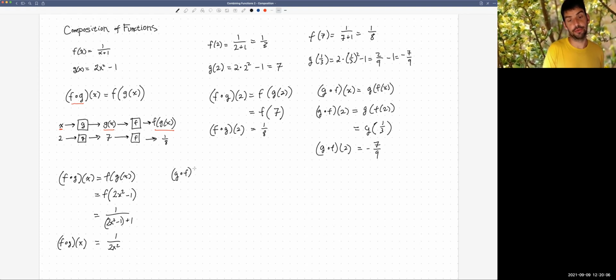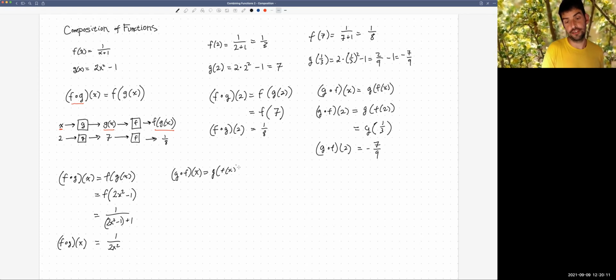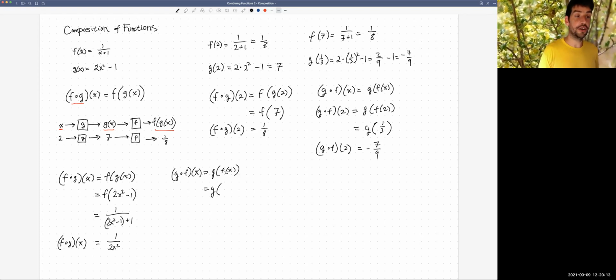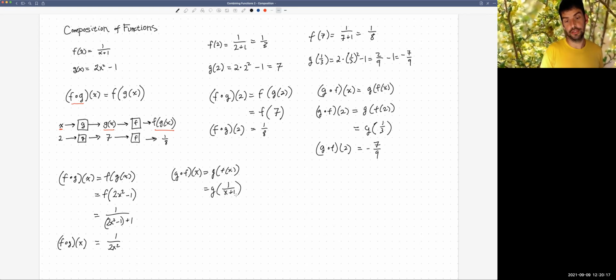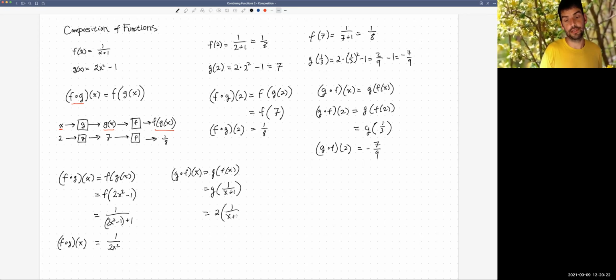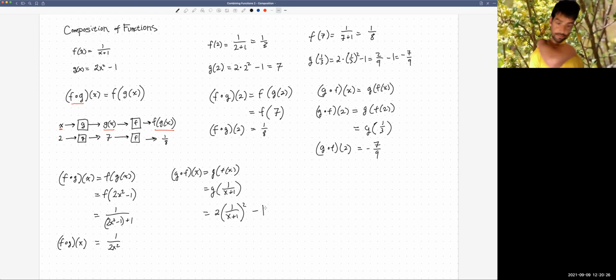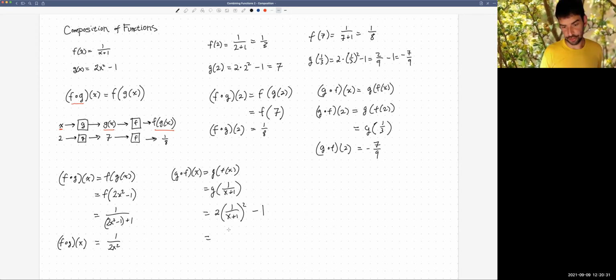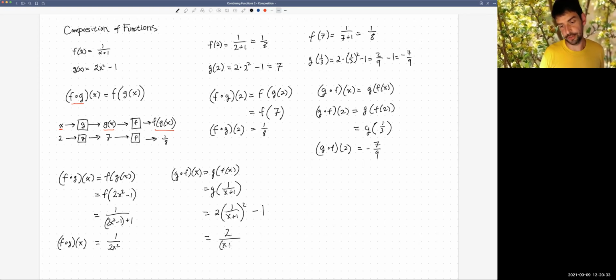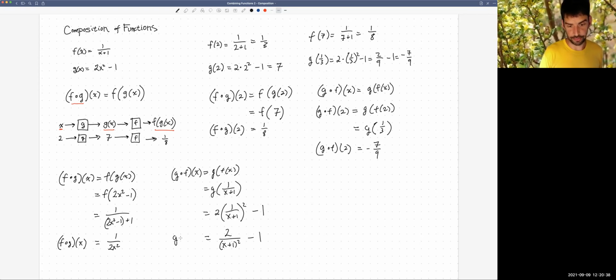G composed with f of x, g of f of x, which is g of 1 over x plus 1, which is 2 times 1 over x plus 1 squared minus 1. There's not a whole lot of great ways to write this. I'm not going to do much to this. So we could write this as 2 over x plus 1 squared minus 1. That's a good enough way for now to write this.